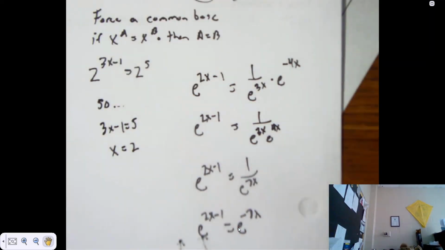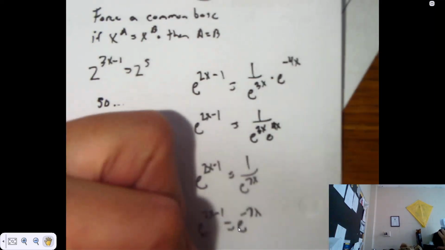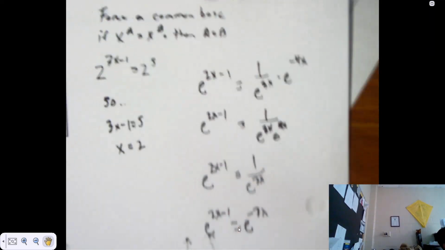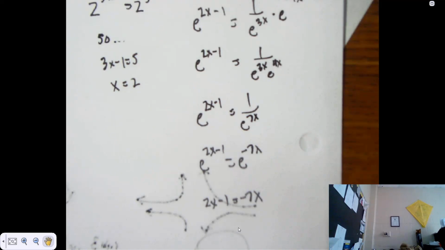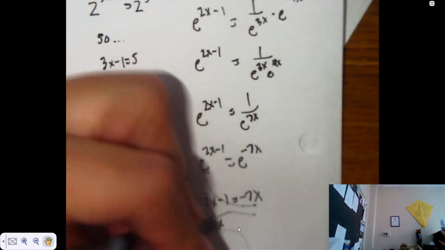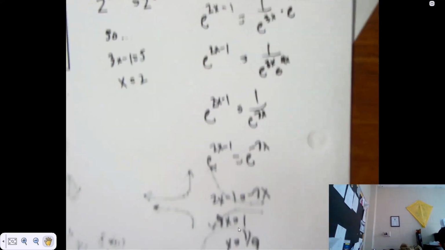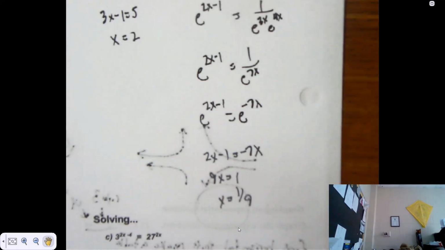So what must be true now about the exponential space? It's equal, because the bases are equal. 2x minus 1 must equal negative 7x. You're going to add your 7x and get a 9x. You're going to add 1 to the other side and get a 1. You're going to divide by your 9, and your x value is a 9th. Was that so bad?